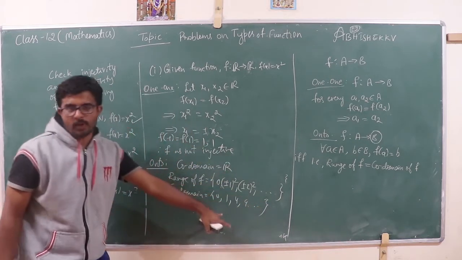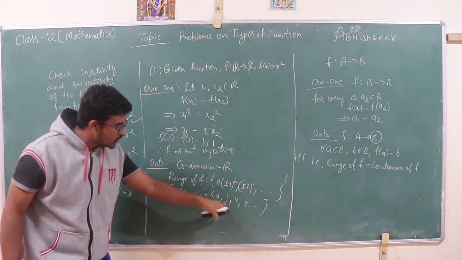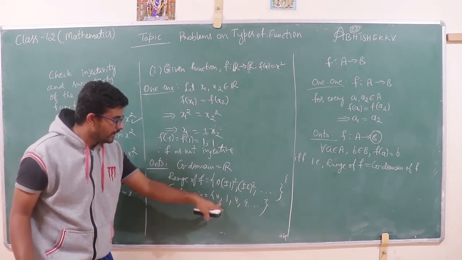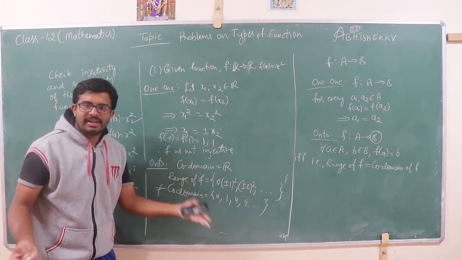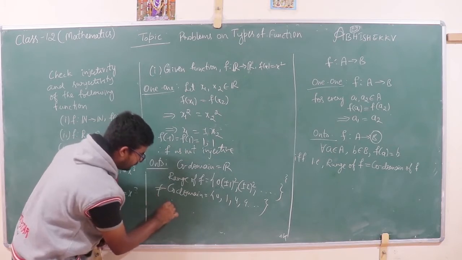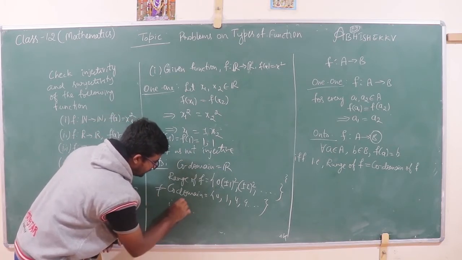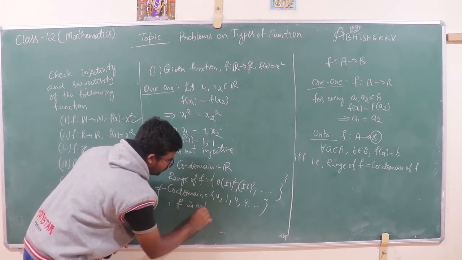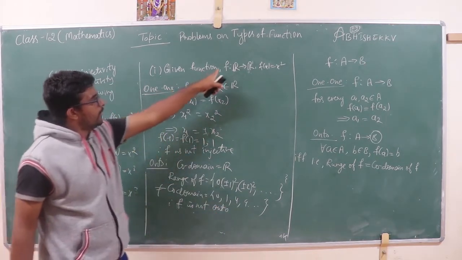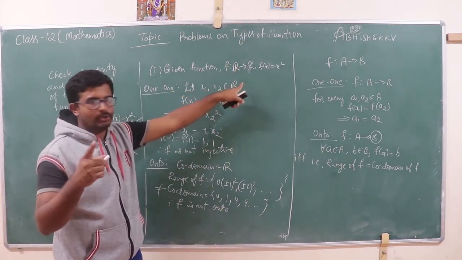It contains only positive numbers, especially positive natural numbers only, not all positive, not all natural numbers. It contains 0, 1, 2, 3. Where is minus? No, right? Here range is not equal to codomain. Therefore, the given function f is not onto.